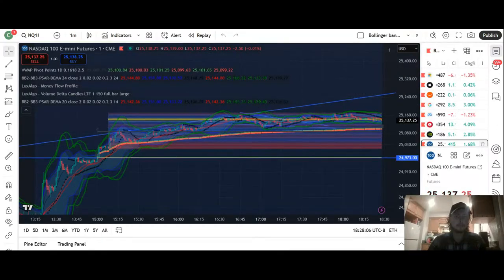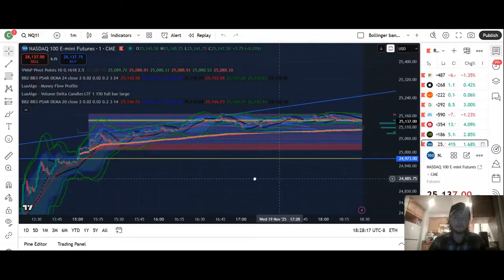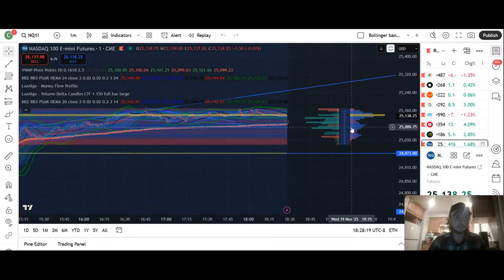Here's the next one, Bollinger Bands. The Bollinger Band one is really, really cool as well. I used to use this one non-stop. It has this volume over here.